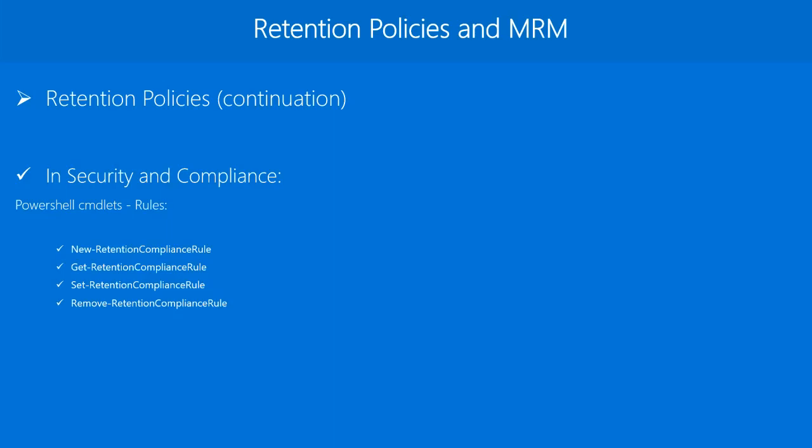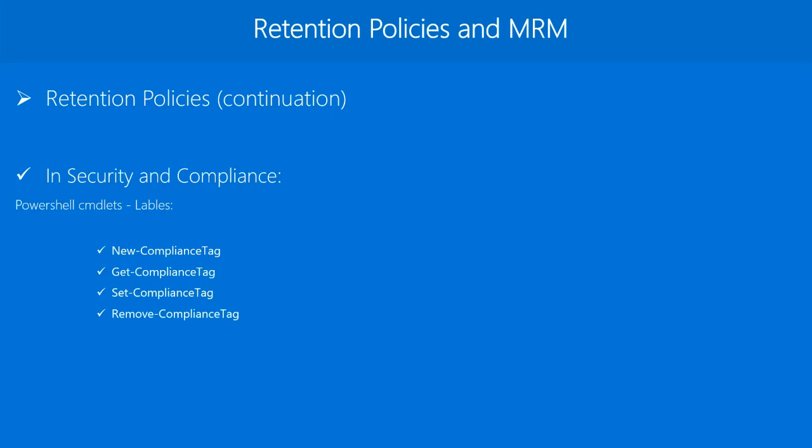In a similar way as for compliance policy, we also have PowerShell commands for compliance rules. So New, Get, Set, Remove. These are the few commands which would be available for compliance rule: to create a new rule, to get the details of an existing compliance rule, to make modifications to the existing compliance rule, and to remove the compliance rule.